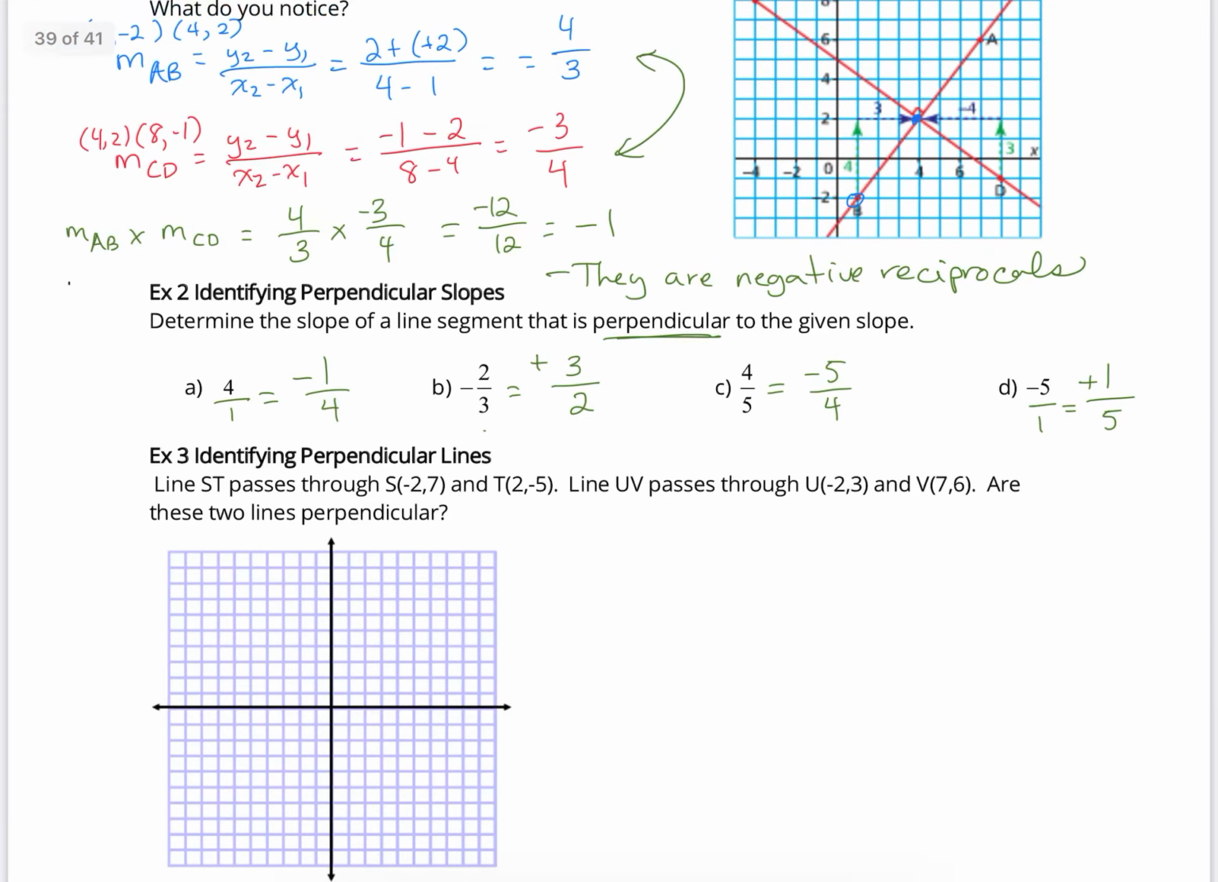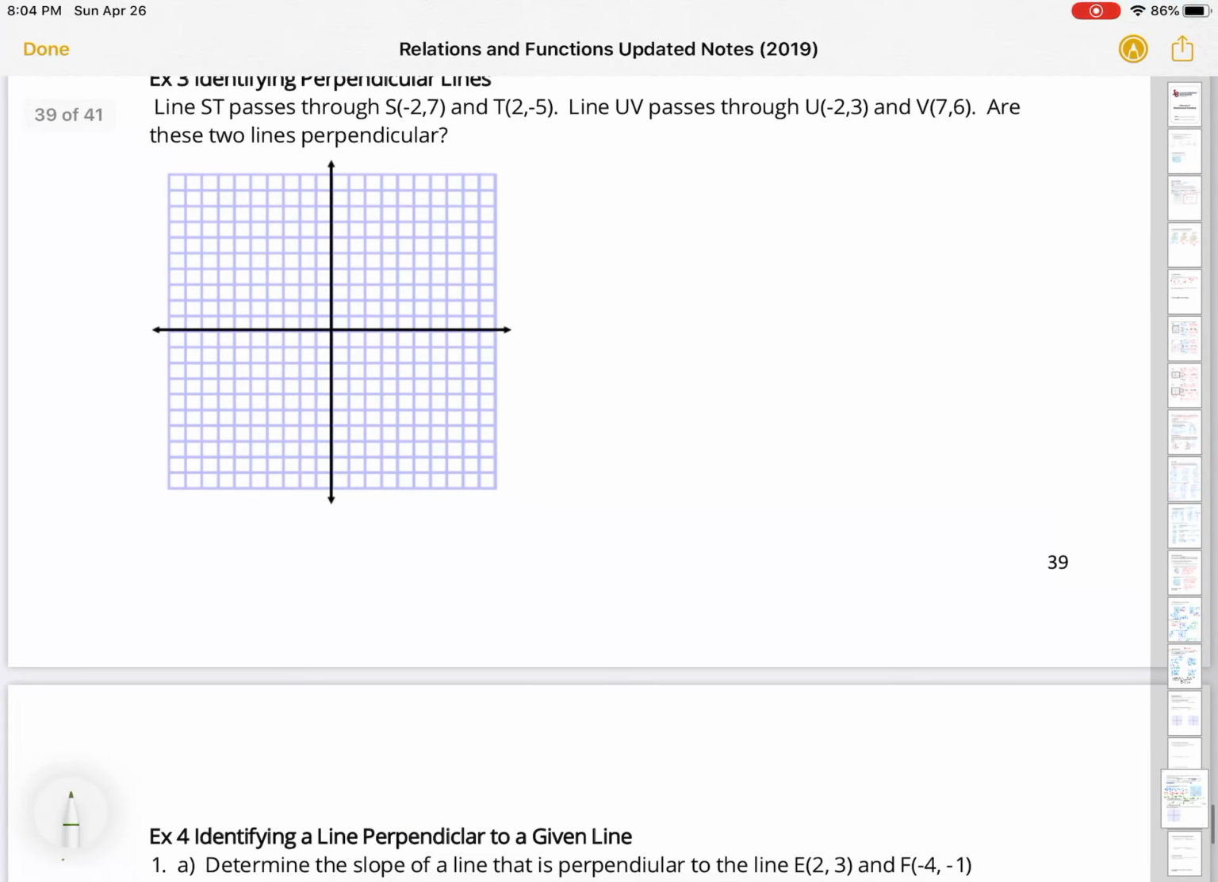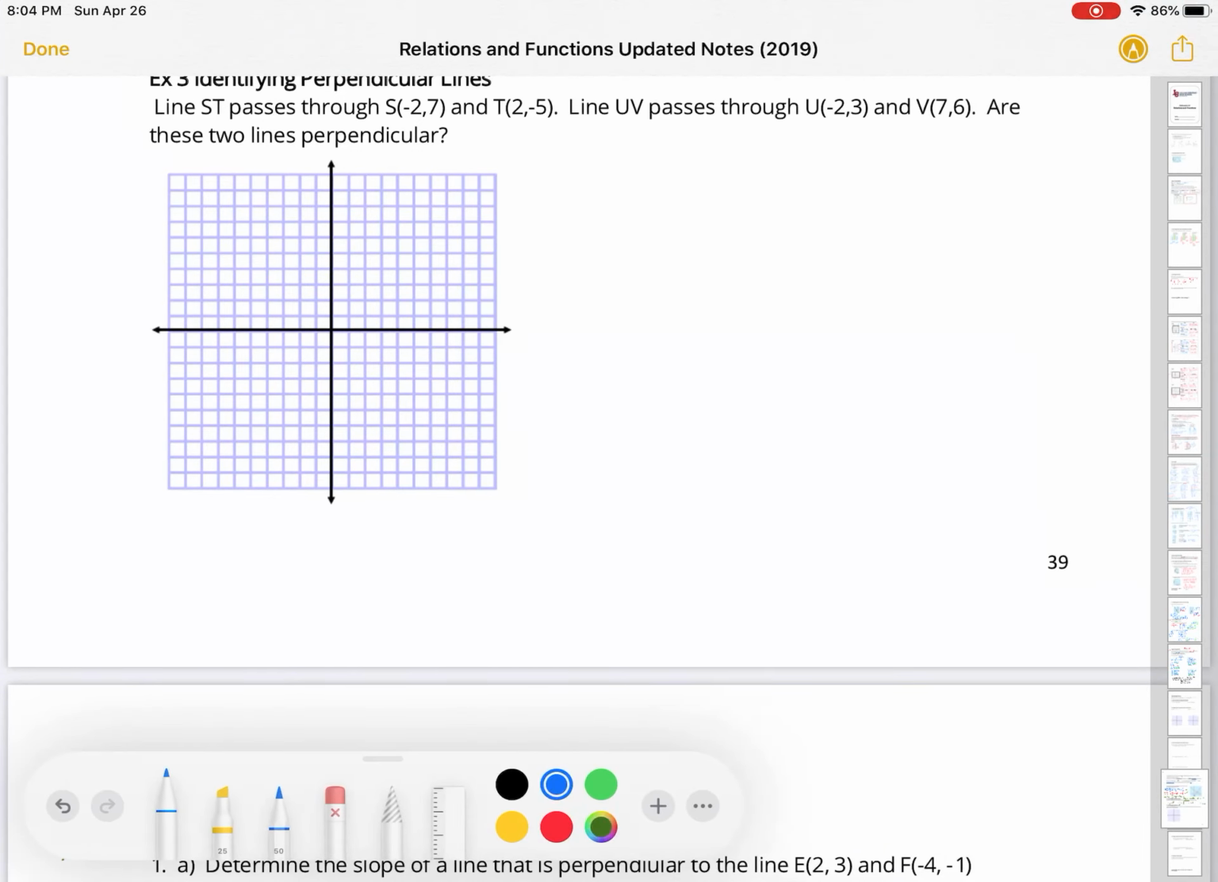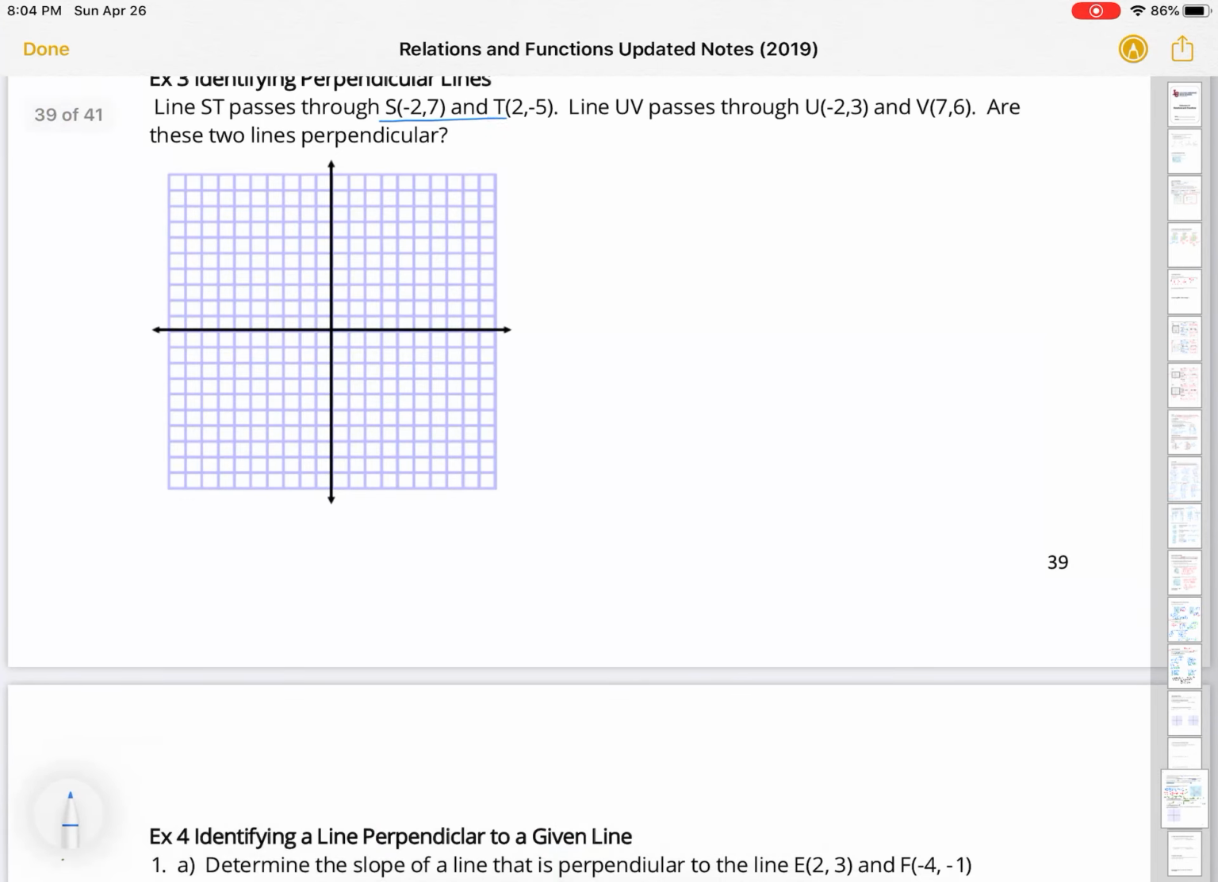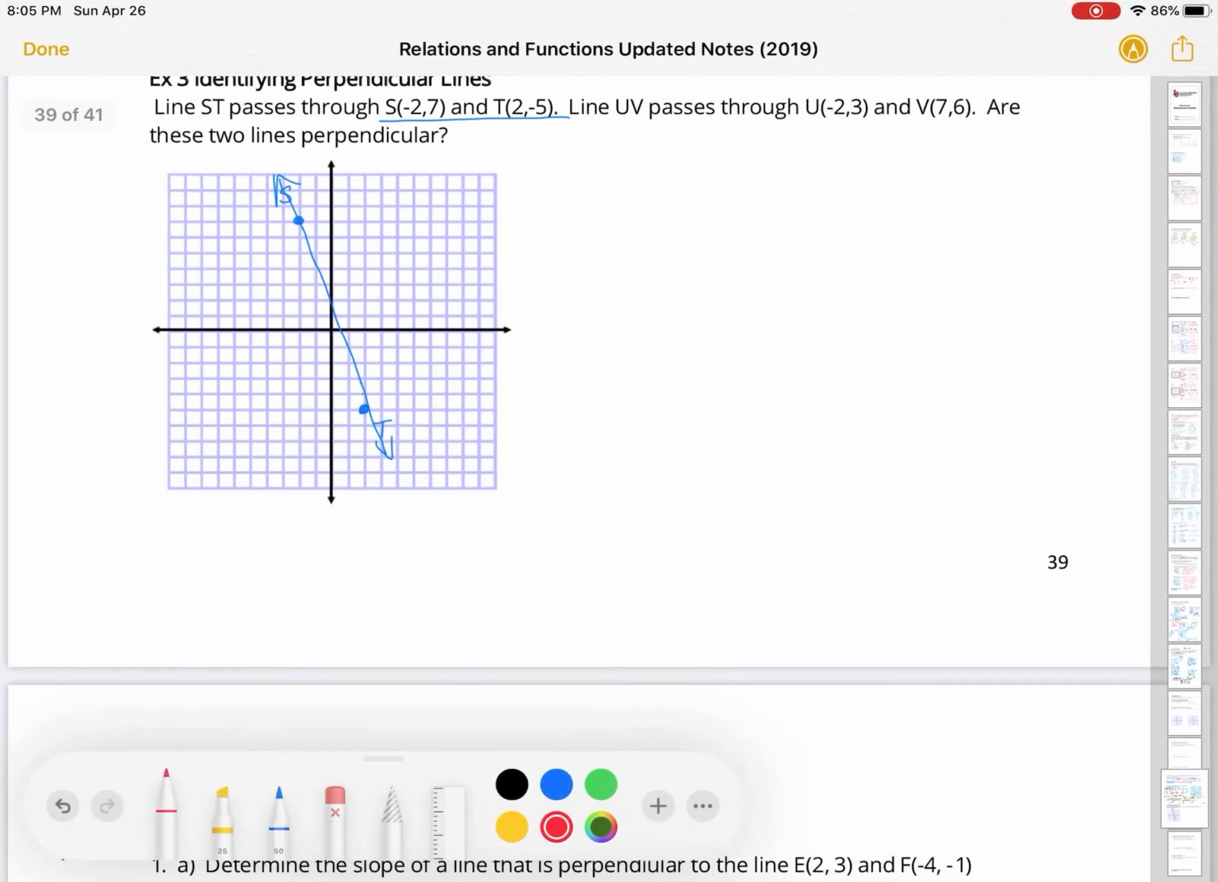All right, identifying perpendicular lines. So let's take a look here. The line ST passes through S, which is (-2, 7), and T, (2, -5). So let's plot those. (-2, 7), right there, and (2, -5), right there. So that's S and that's T. So this is our line ST. And apologies for the not straightness.